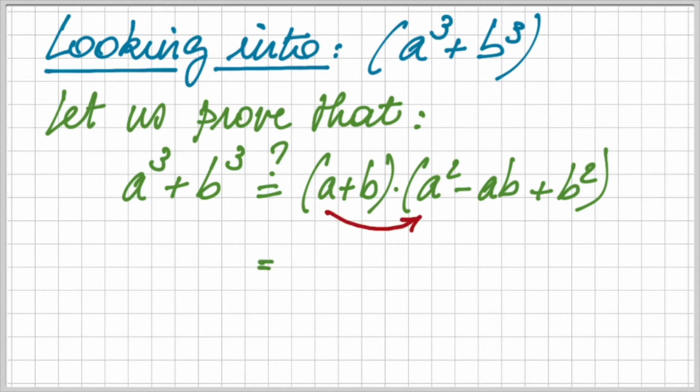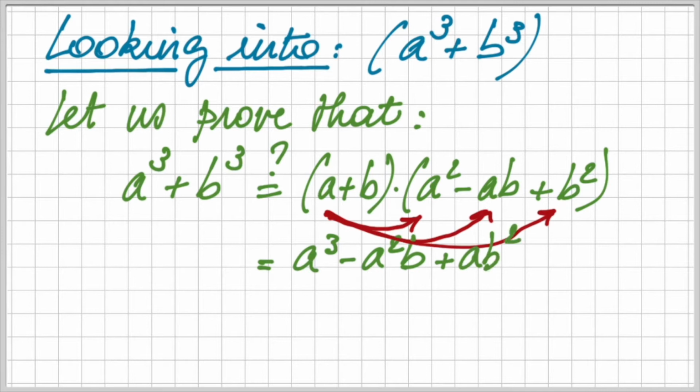Now the first thing to do is to multiply. We are going to use the distributive property. The first thing we do is to multiply a with a squared, which gives us a to the power 3. Then we multiply a with minus ab, which gives us minus a squared b. Then we multiply a with b squared, which gives us plus ab squared.